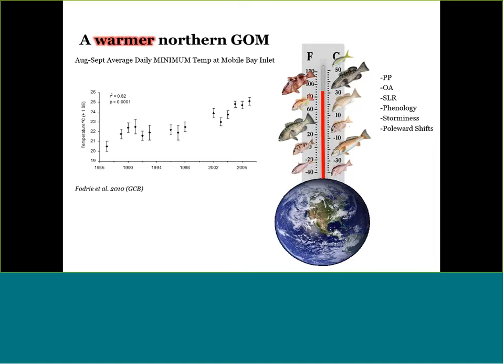Phenology, or the seasonal timing of when things happen, when things bloom, when things reproduce, when things spawn. Perhaps increased storminess, a change in the frequency, or at least the magnitude of hurricanes in particular. And then this last one is things may be moving poleward, or some things may be moving deeper, but in this case specifically moving poleward to try to maintain themselves in a certain temperature environment.